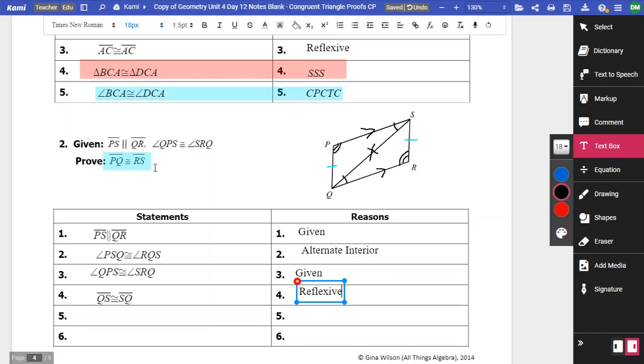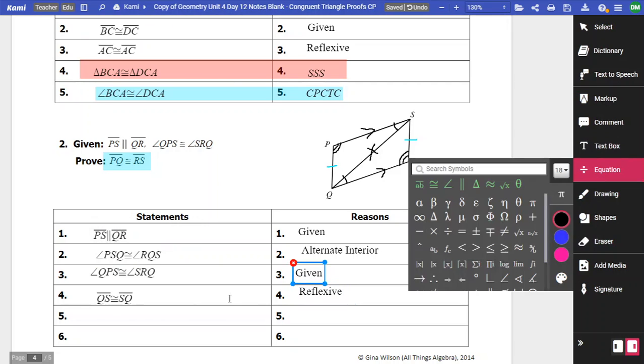And now we've got enough information to show that these triangles are congruent. I've got two angles and a side. And two angles and a side is always enough. So right here, I can say that triangle, and I'm actually going to steal the names of my triangles from these angles right here, triangle QPS is congruent to triangle SRQ by angle side.